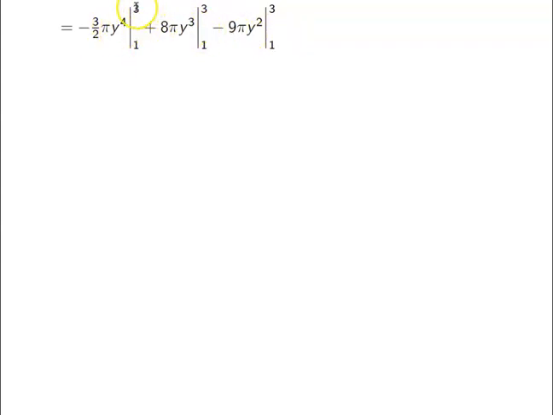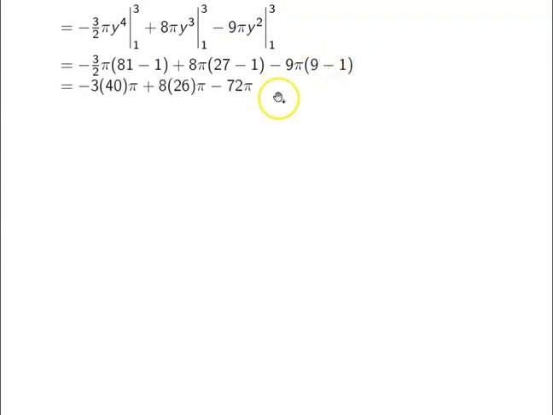If we go slowly, I'm going to put 3 in here. So 3 to the 4th power is 3 squared times 3 squared, or 9 times 9, so I'm going to have 81 and then minus 1. I'm only evaluating at y, so I like to pull out the constant and then put my function values inside the parentheses. Here will be the same thing, 3 cubed, so this will be 8 pi times 27 minus 1, and this will be minus 9 pi times 9 minus 1. So this will be 80, 26, and this will be 8. I just did the 8 right away.